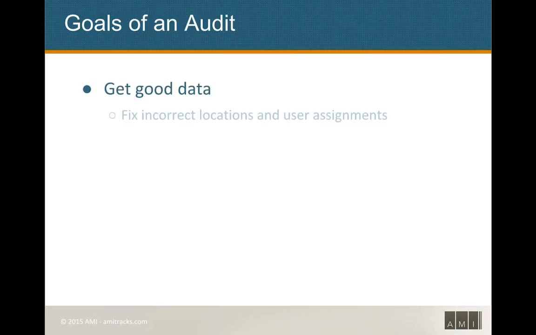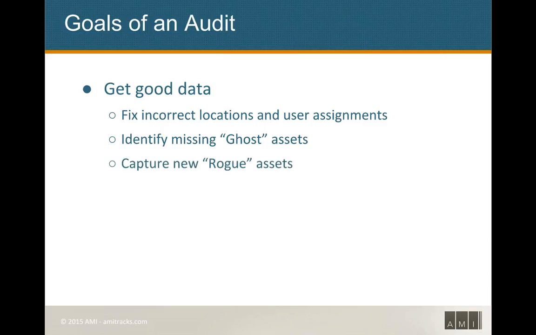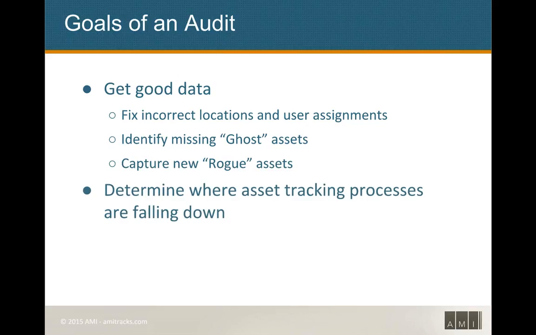So the goals of a particular audit is to first get good data. If there is bad data or inconsistencies in the database, we want to fix those. So first, we're going to fix incorrect locations and user assignments. We're going to identify any assets that are in the repository but are missing. We call those ghost assets that are in your operational repository, but you don't physically have them anymore, or at least you don't know where they are. We need to identify those so we can go track them down. We need to capture any new assets. We call those rogue assets that have gotten out into the environment without ever being properly registered in the database.